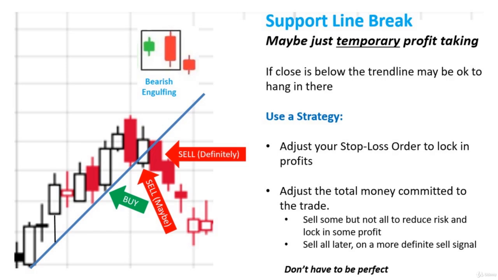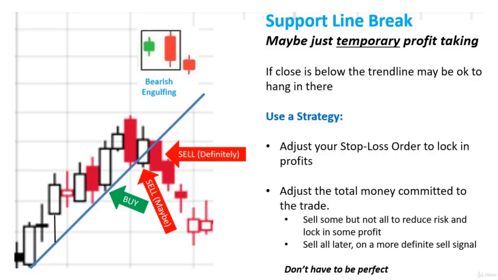And if it looks like it goes south and it is a definite breakage and it keeps going down, as in this example it does, well then I'll sell at that point and still make a profit, but I'll get out of it completely at that point. And then I'll sell it all later on as that more definite sell signal.